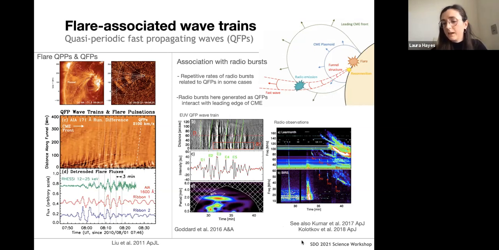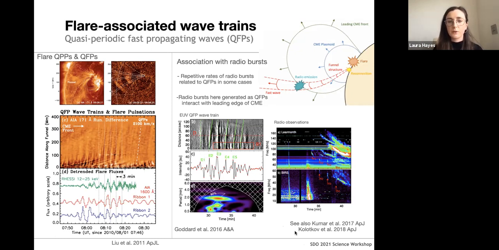And there's more work here by Kumar and Dmitry Glutov looking at these pulsations and the connection between QPPs and QFPs. And to date, I really don't think we have a good idea of how these things are related, if they are related. Can they explain the shorter period pulsations we're seeing? Are they generated by the same mechanism?